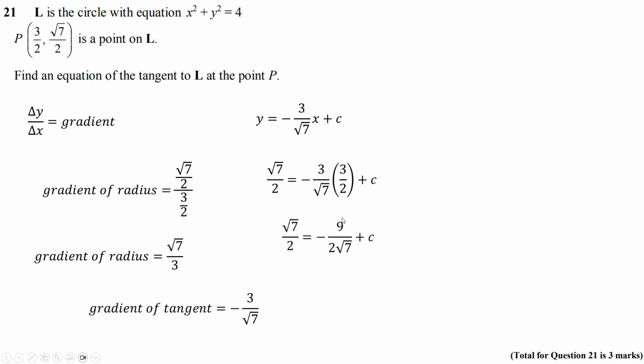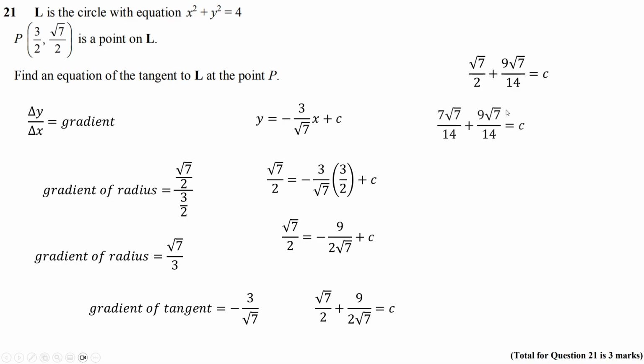Expand this to get that. Add 9/2 root 7s to both sides to get this. Collect this. You can put that into a calculator if you want, or you can just rationalize it. You'll get this. Times this one by 7/7 to get 7 root 7/14 plus 9 root 7/14. Simplify that to get 16 root 7/14, which is 8/7 root 7.